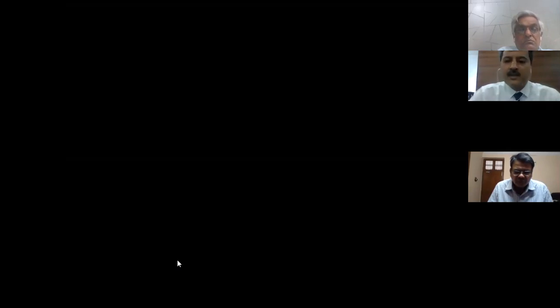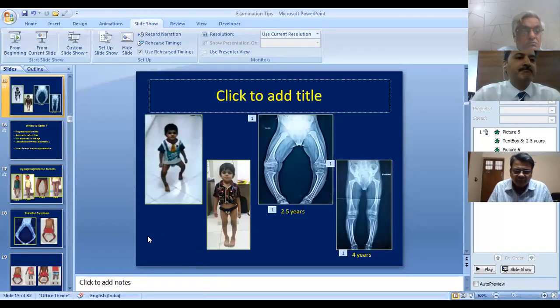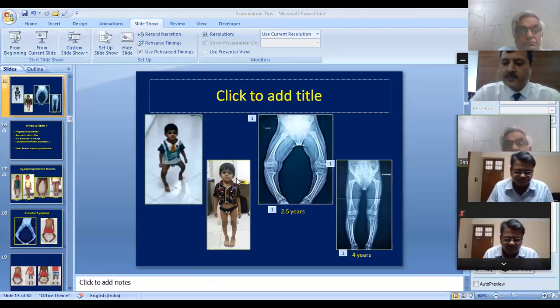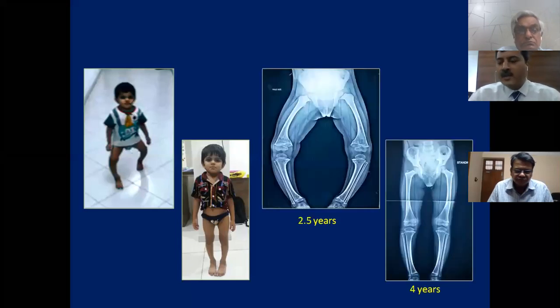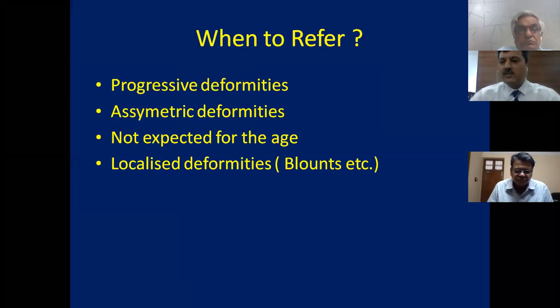After the age of 4 years, if they do not improve, we tend to do some surgical intervention. So the question for pediatric colleagues is when to refer a child with Genu Varum. When the deformities are progressive, or when deformities are asymmetric, one limb is affected more than the other, or when the deformities are not expected for that age.